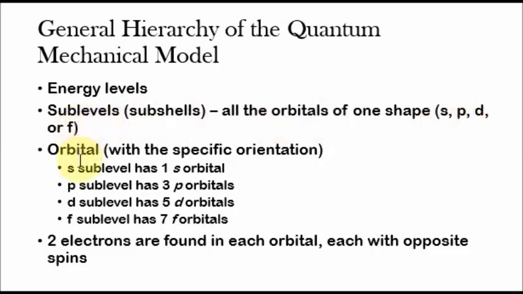Within these sublevels, we have orbitals. So an s sublevel only has one s orbital, a p sublevel has 3 p orbitals, a d sublevel has 5 d orbitals, and an f sublevel has 7 f orbitals. We talked about the orientations of the orbitals in the previous video. So you can see here how a p sublevel has 3 p orbitals. Each orbital represents one of the orientations: px, py, pz. If you don't know what I'm talking about, go check out the previous video. And then within these orbitals, there can be at most 2 electrons. They can be 0, 1, or 2, and each of these electrons will have opposite spins.